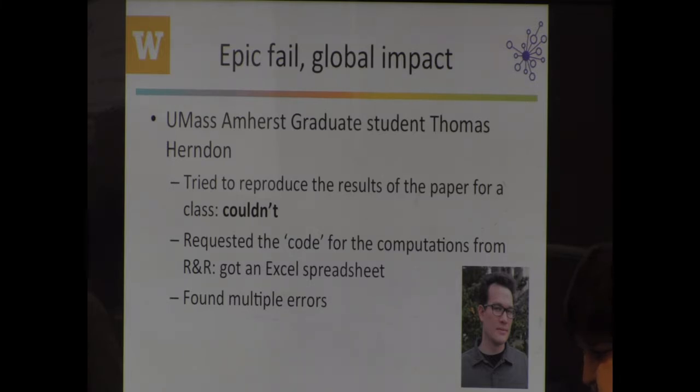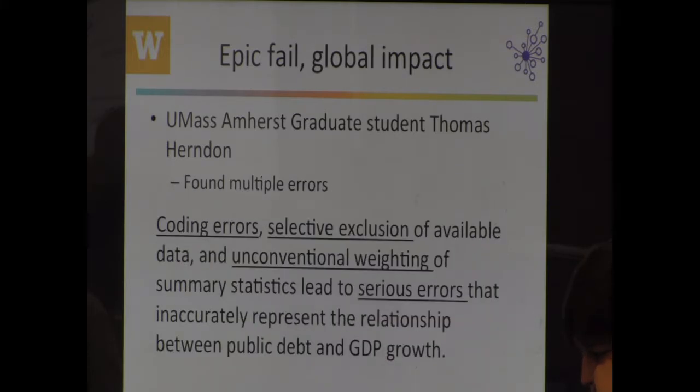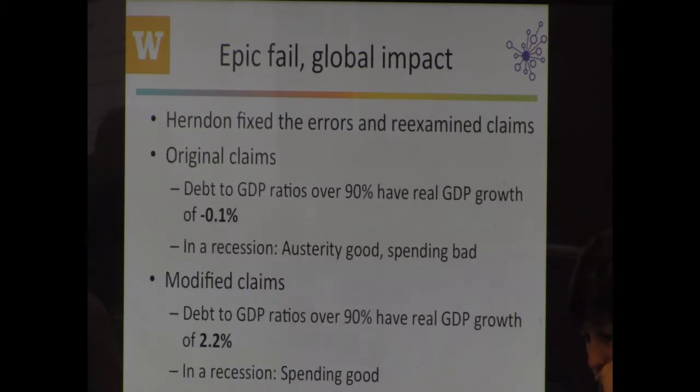And then digging through it, he actually found multiple errors. So this is a quote there that he found coding errors, right? Selective exclusion of data and unconventional weighting, so statistical errors in there too. And all of this led to a serious inaccuracy in the results, and in fact a modified conclusion that if you have a high debt to GDP ratio, say you're trying to borrow your way out of a recession, you can have real GDP growth of 2.2%, right?